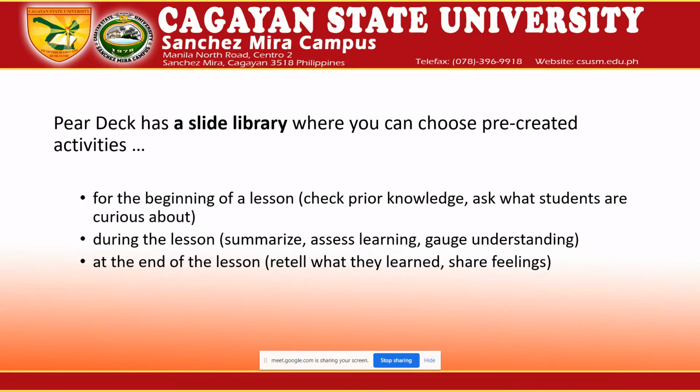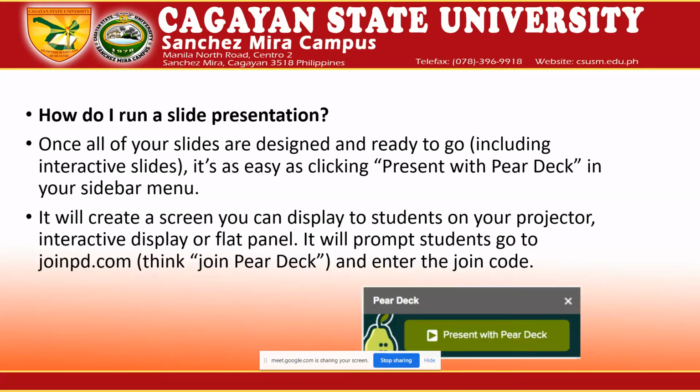What do you know about the lesson? Just type one word, okay, that you know about the topic. So they can just type. During the lesson, pwede din. You can summarize, you can assess the learning, you can gauge understanding. And at the end of the lesson, retell what they learned. Then they can also share their feelings by simply giving feedback or giving ratings to your discussion. So pwede po tayong magpa-rate, okay, immediately just after the discussion.